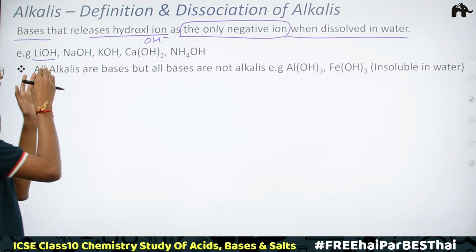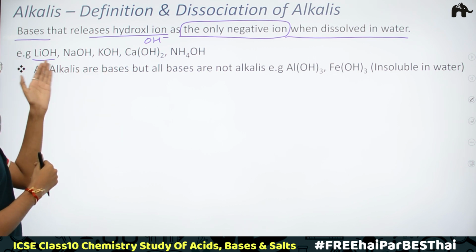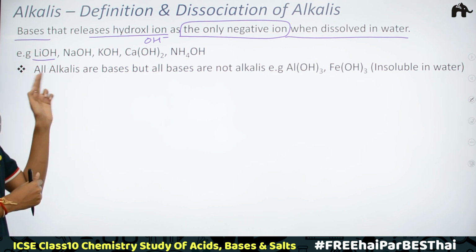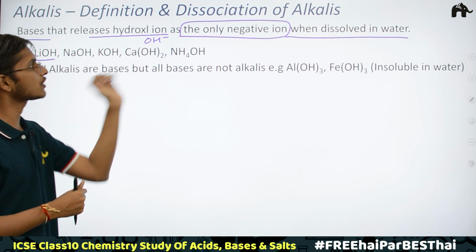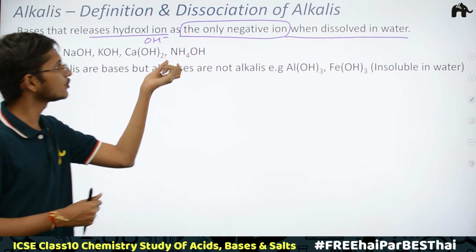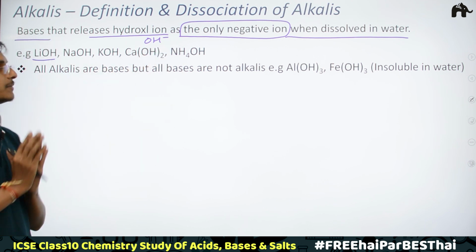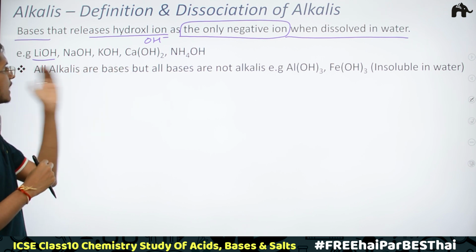So you can either read them like this or you can take their names as well. LiOH is lithium hydroxide. OH is hydroxide, so sodium hydroxide, potassium hydroxide, calcium hydroxide, ammonium hydroxide. We know NH4 plus is ammonium, so ammonium hydroxide in this way. So these are their names. Now how are these alkalis?